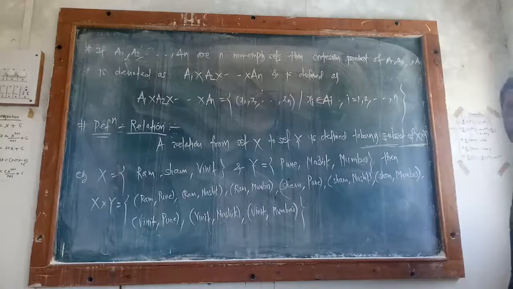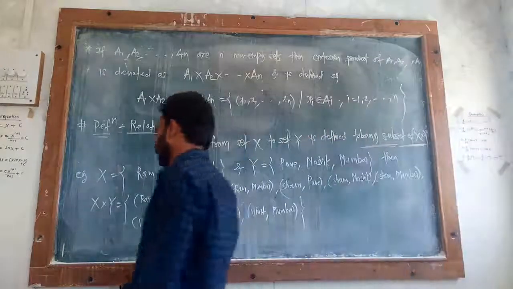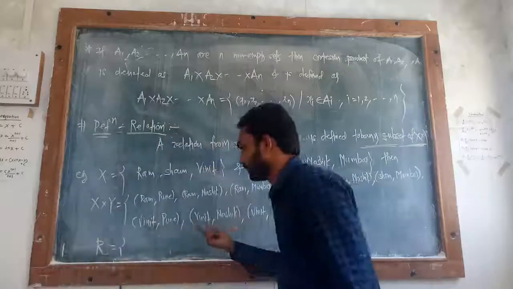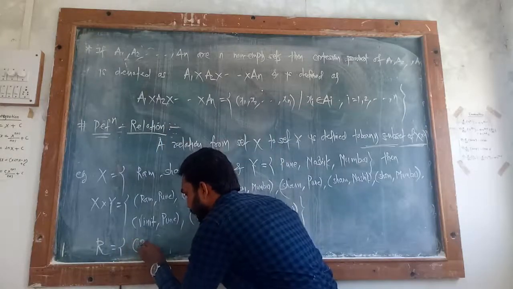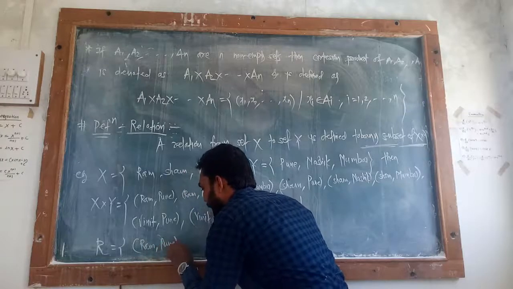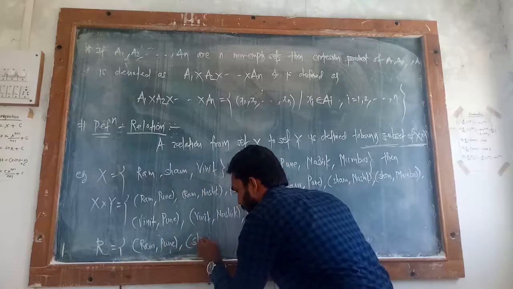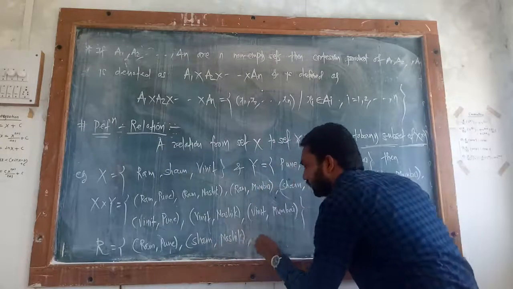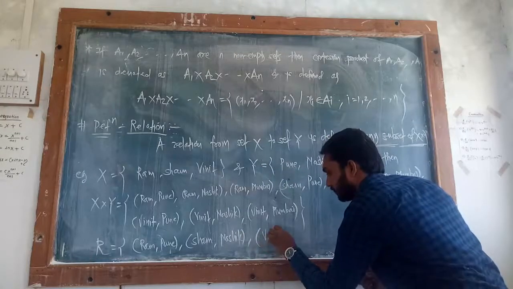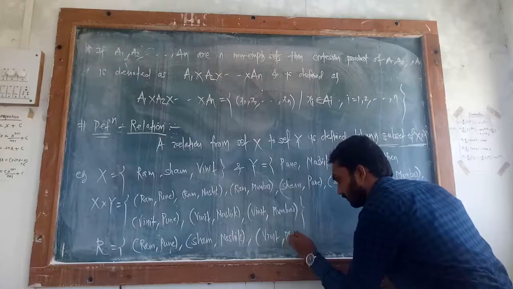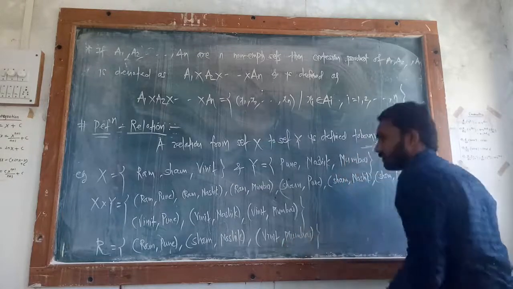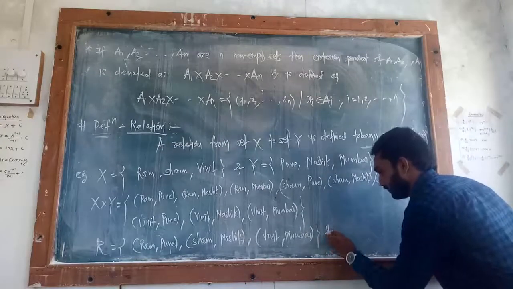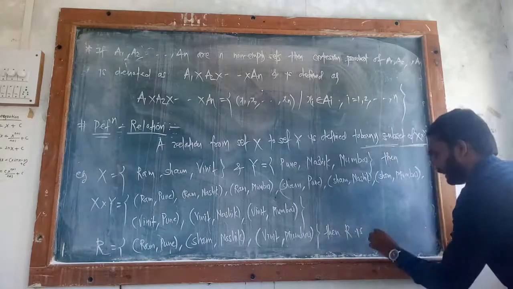Now I have to define the relation. So the relation R can be defined for these 3 people: Ram lives in Pune, Shyam lives in Nashik, and the last one, Vinit lives in Mumbai. Therefore, is R a relation? R is a relation.